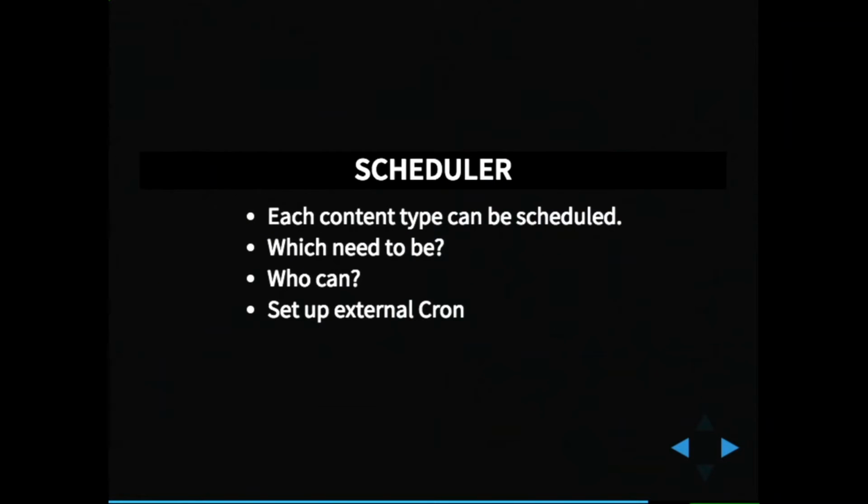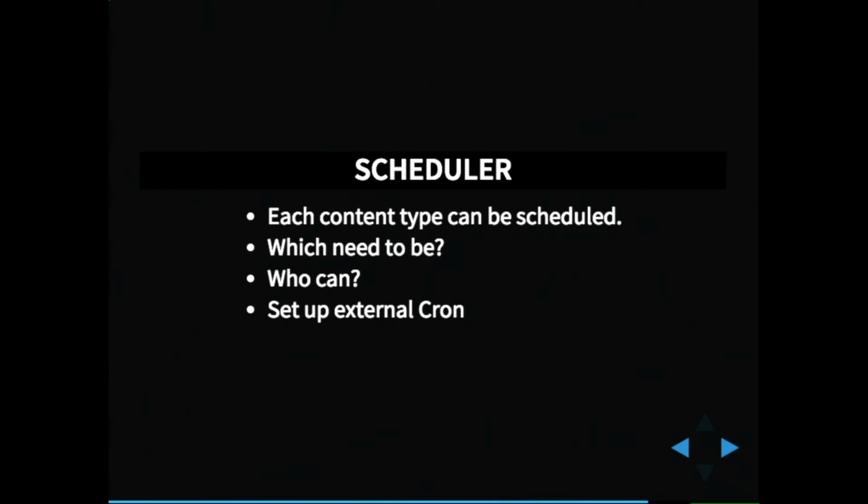Drupal doesn't ship with a scheduler. I can't schedule content. I want this blog post to go out at 8 a.m. and I have to wake up and do that. So there's a scheduler module that you can add on, which allows you to schedule content. You can set which content type can be scheduled. I only want blog posts or articles to be scheduled. Who has control of it?